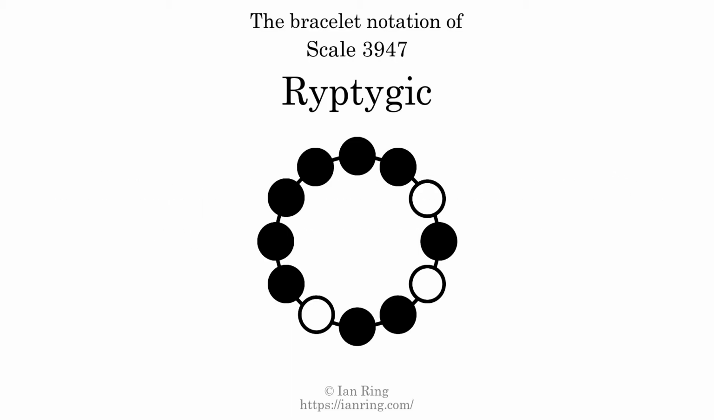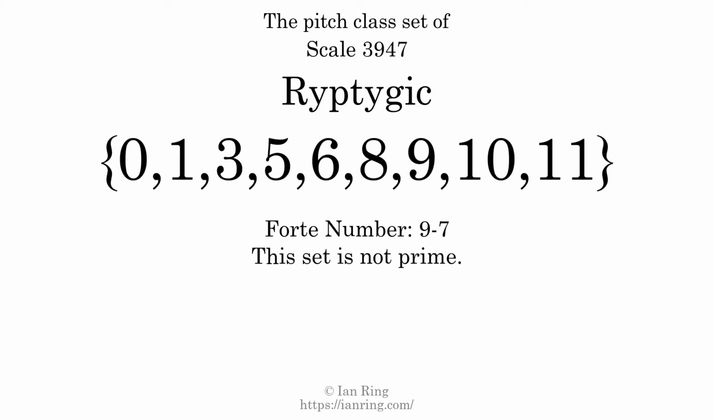This is a bracelet notation diagram of scale 3947. The shaded circles represent tones that appear in the scale, and they are read clockwise, starting at the top. The pitch class set for this scale is 0, 1, 3, 5, 6, 8, 9, 10, 11. The fourth class is 9, 7. This set is not prime.